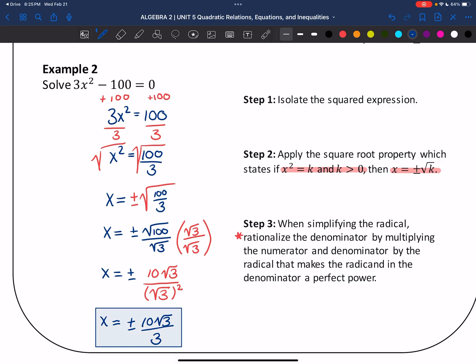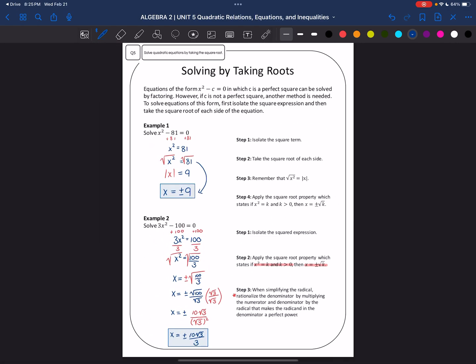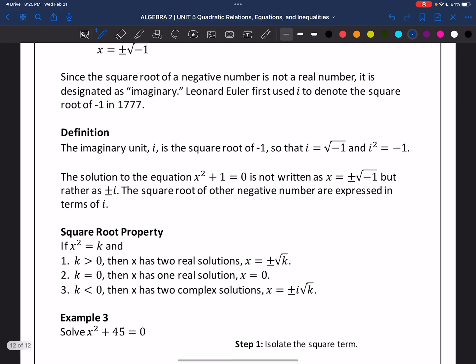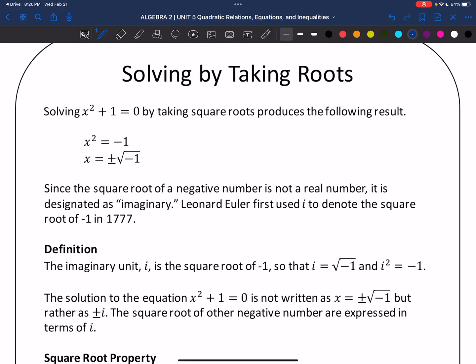Okay, so that is solving using square roots, taking the root on each side. But what if we come across a problem like this, where instead of subtracting a constant, we have our squared term adding a constant? If we were going to take the square root, then this is what will result, right? What would I have to do? I'd have to subtract 1. So then my equation looks like x squared equals -1.